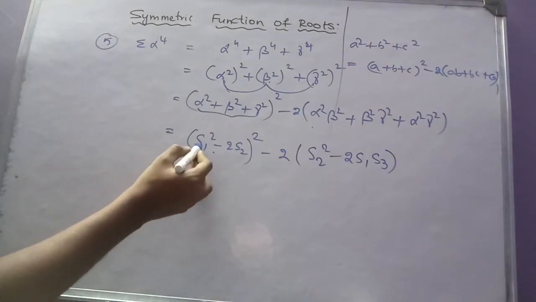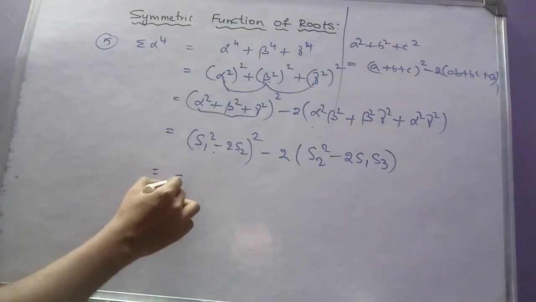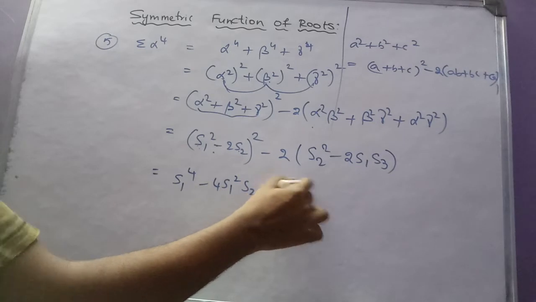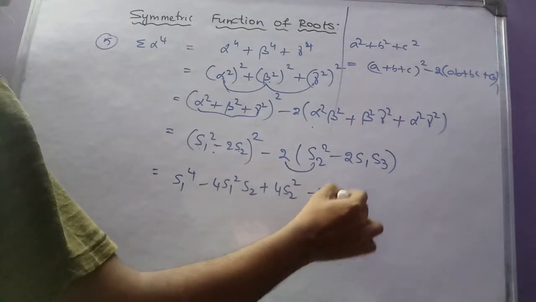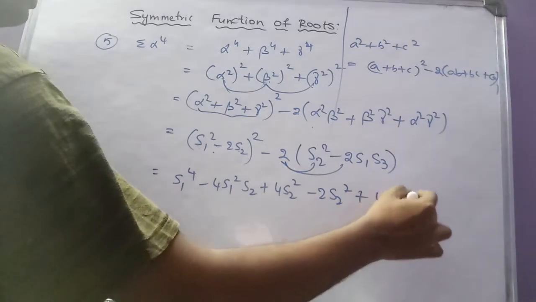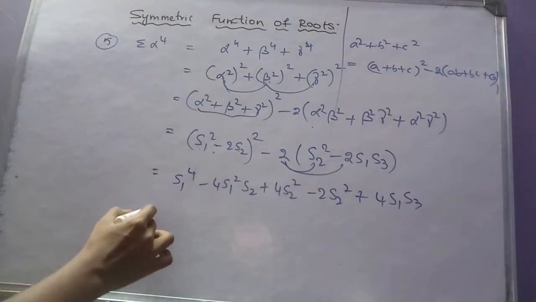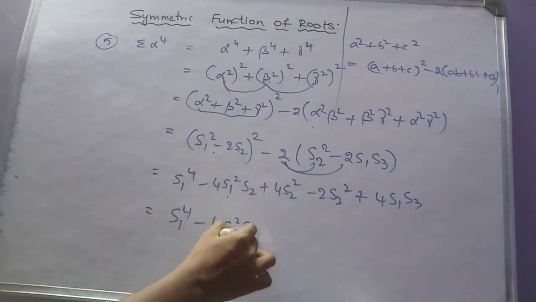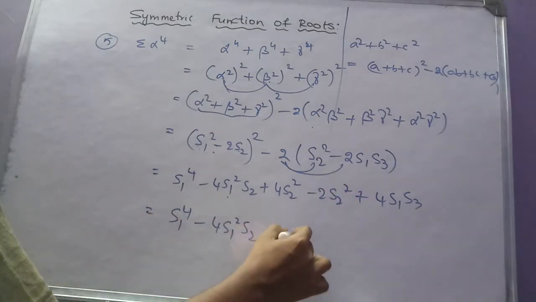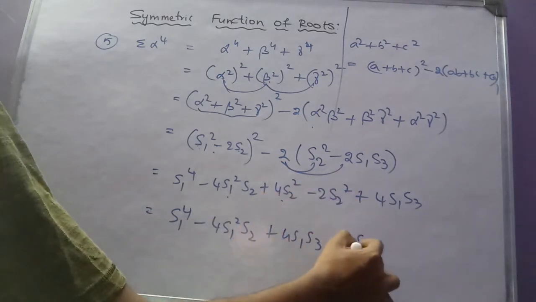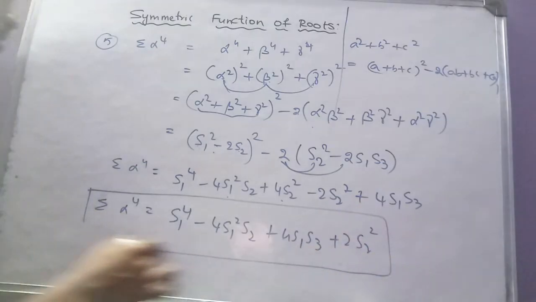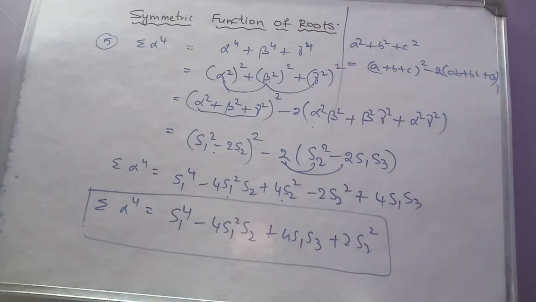So now let us expand it. Expand this using a minus b whole square expansion: a square minus 2ab plus b square, and then minus 2 S2 square plus 4 S1 S3. So what is it finally? This is S1 power 4 minus 4 S1 square S2 plus 4 S1 S3 plus 2 S2 square. So this is sigma alpha power 4. This is the formula for sigma alpha power 4. You can derive it or you can learn it by heart, that's up to you. Anyhow, we have seen how to derive it.